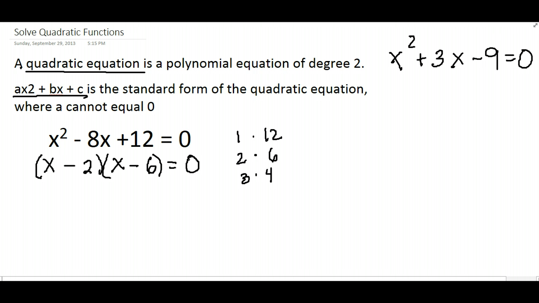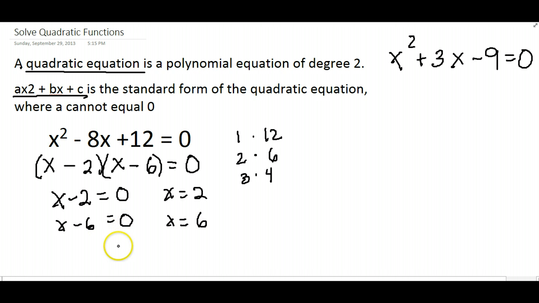Now we want to solve for our x's. We set each one of our binomials equal to 0. x minus 2 equals 0, and x minus 6 equals 0. And solve. x minus 2 equals 0, add that 2 to each side, x equals 2. We have x minus 6 equals 0, add the 6 to the other side, x equals 6. So the two solutions to this equation are 2 and 6.